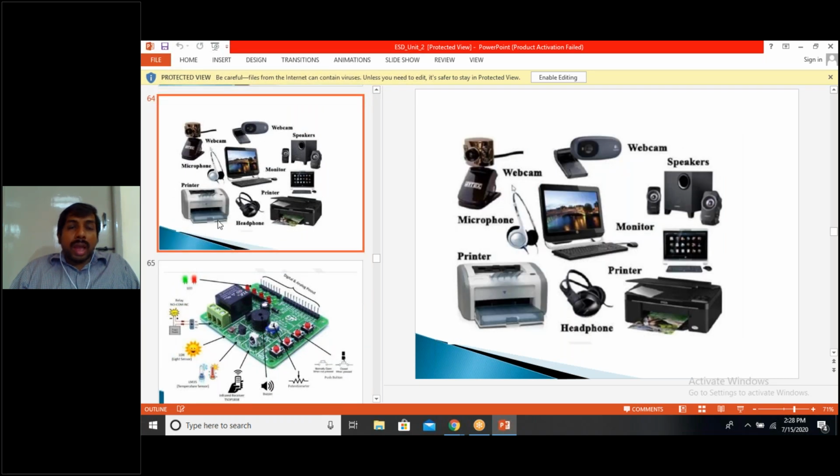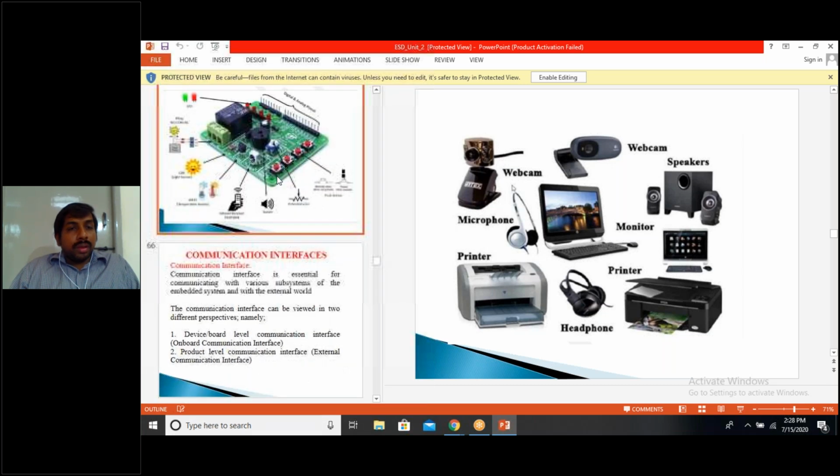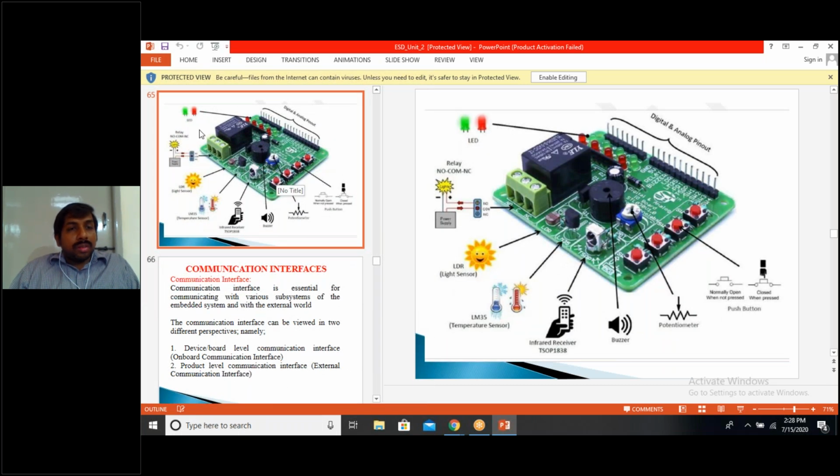Whereas this slide is showing actuators: a webcam, output, microphone, printers, speakers, monitor, headphone. This is an Arduino board consisting of LEDs, relays, LDR light sensor, temperature sensor, infrared sensor, buzzer, output device, potentiometer, and push buttons. So this Arduino board has all the sensors and actuators.